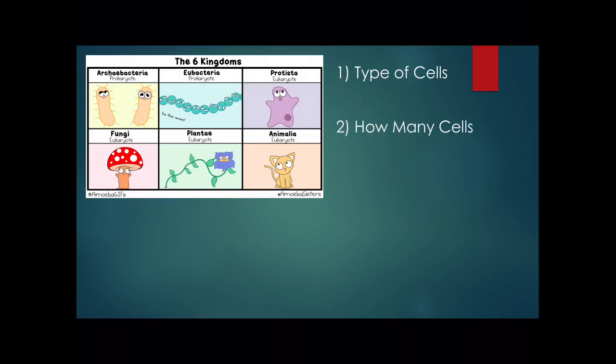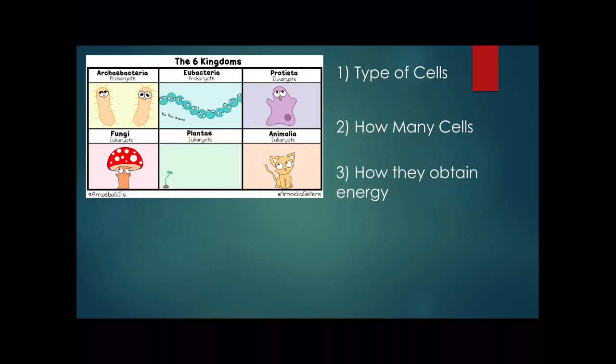The second way that things are classified is how many cells they have. Some of these organisms are single-celled and some of them are multi-celled. We'll talk about that vocabulary in just a slide or 2. And then finally, the third way of how they're classified is how they obtain energy. Do they obtain energy from the sun, or do they consume other organisms? We're going to get into some vocab that you might have had earlier in some of your 5th grade and even elementary school teachings.